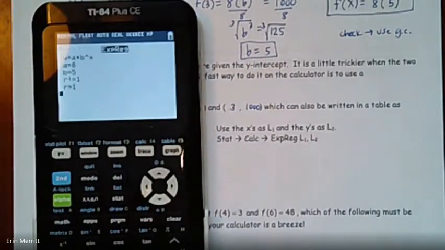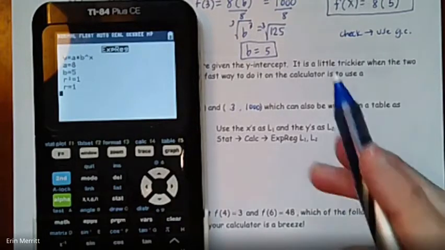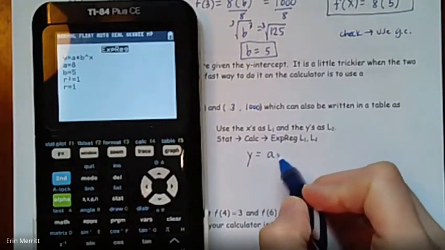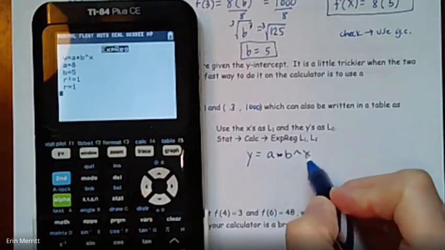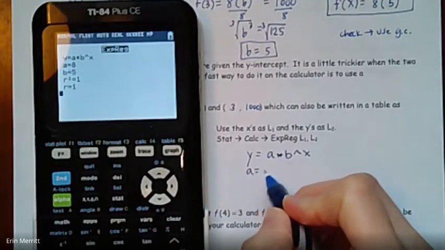All right, and then look what it gives you. It tells you y equals a times b raised to the x power. A equals 8, b equals 5.